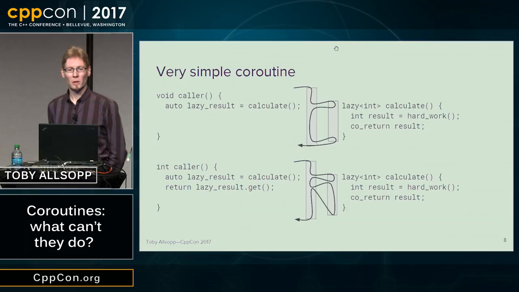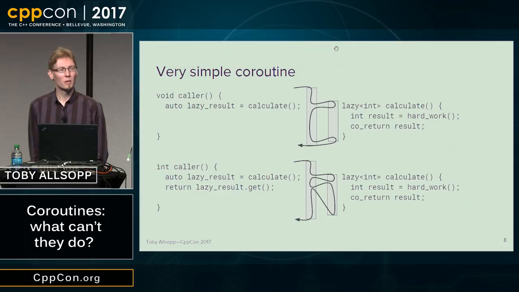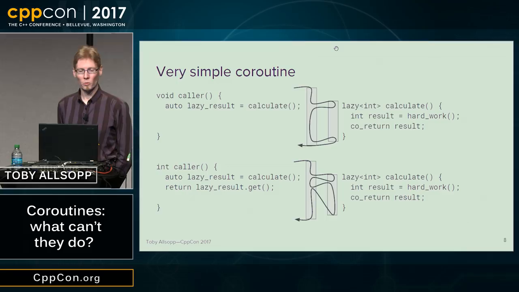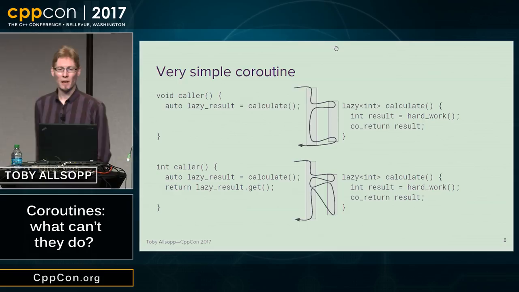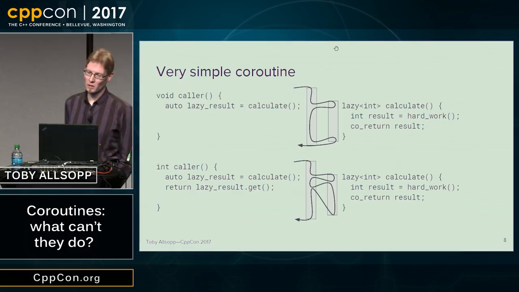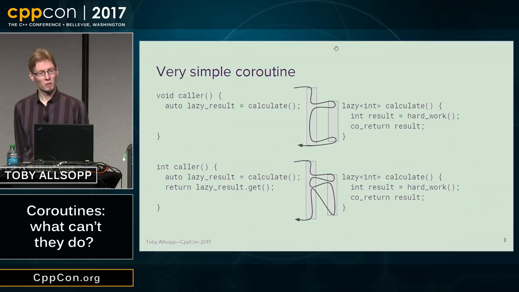So this slide shows two different ways that this coroutine can be used. So the first one, the one on the top, is where the caller calls the coroutine but never uses the result. So in that case, you can see when this lazy result goes out of scope, the destructor of the coroutine is called, destroys the coroutine. The destructor of that lazy class destroys the coroutine, and the expensive work is not done in that case because no one wanted it. The second case, you can see the caller calls this dot get, which resumes the coroutine, performs the expensive work, returns the result, and all is well.